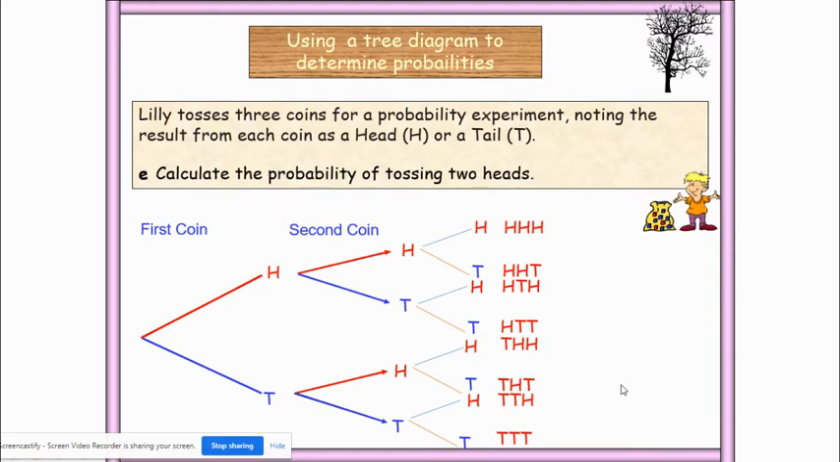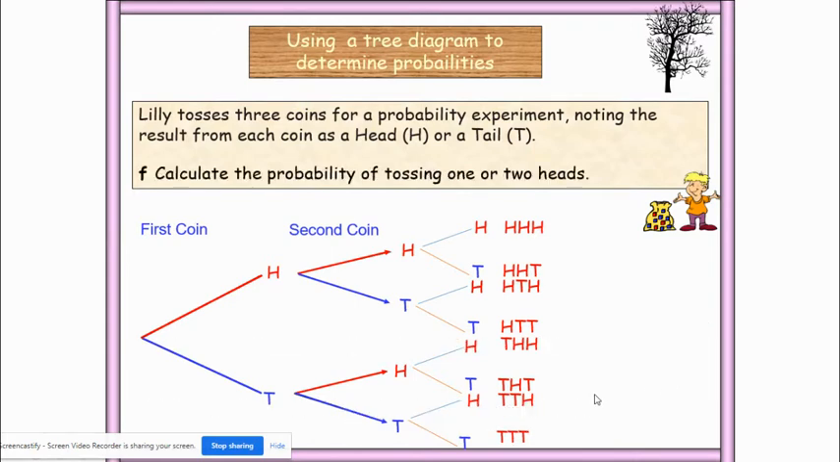Then E says the probability of 2 heads. So like that one would be included. That one's included. There's 2 heads. There's not 2 heads. There's 2 heads. If you count all together, you've got 3 possible outcomes. Probability of 2 heads, 3 over 8. You could also write 2 heads over here.